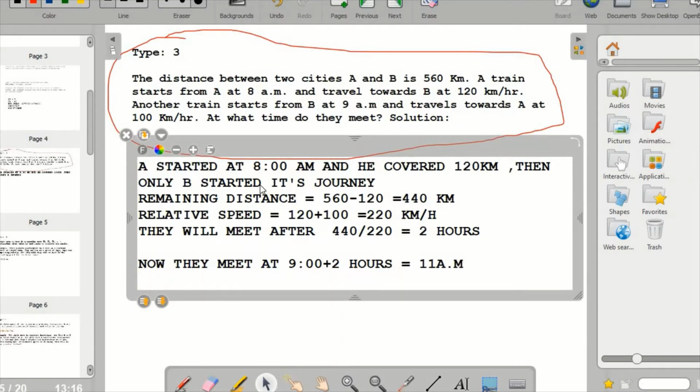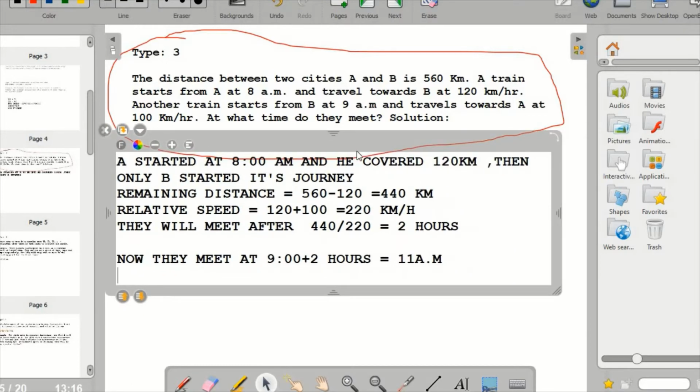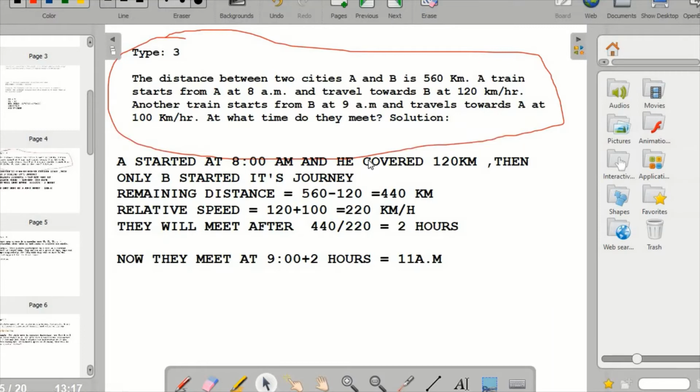So this is a very important sum. You will definitely get these types of questions in a competitive exam or in the NET exam. So just listen carefully, I am explaining it to you again. The distance between two cities A and B is 560 kilometers. So the first train starts from the first city at 8 a.m. and is traveling towards city B at 120 kilometers per hour.